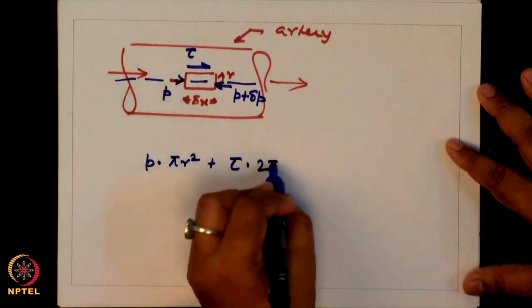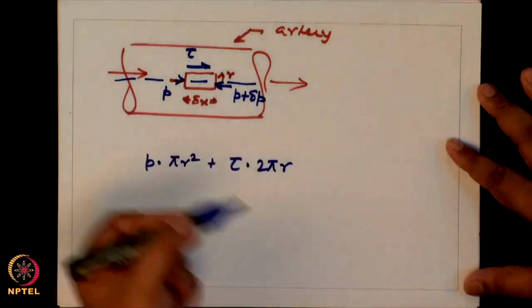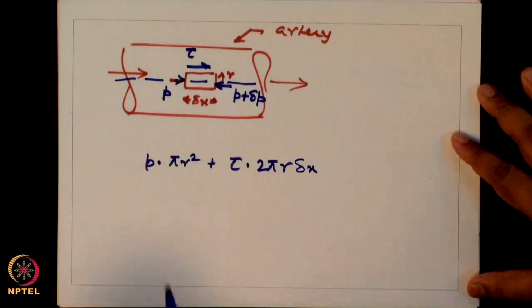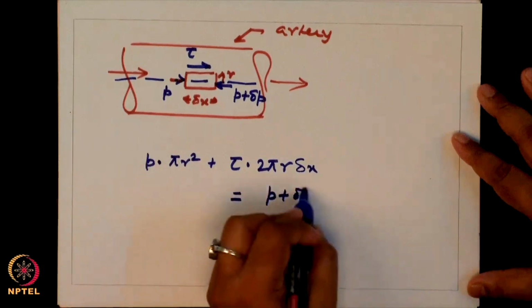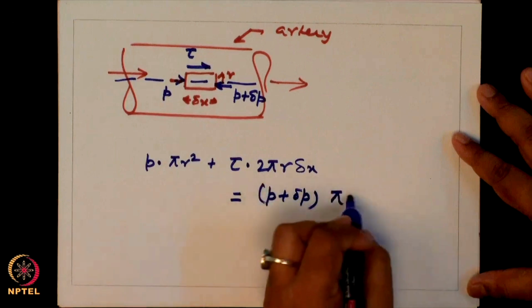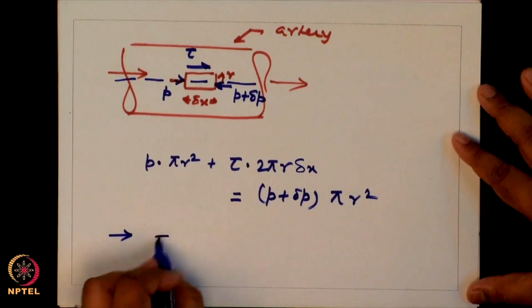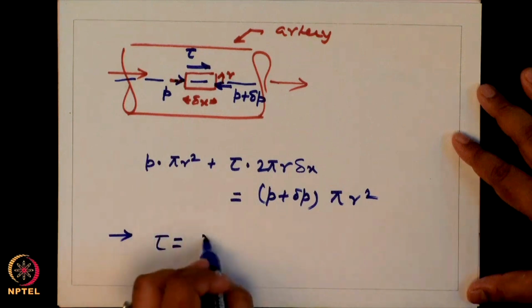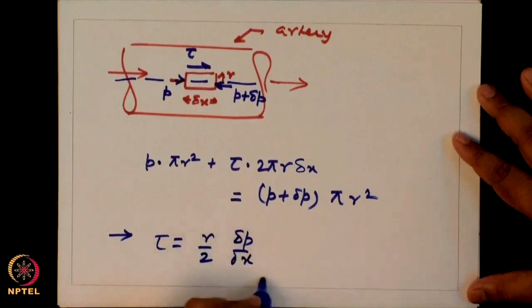Because it is the tangential area, 2 pi r is the circumferential length, into delta x, is the total shear stress, and this must be equal to P plus delta P into pi r square. So, from this equation you can establish a simple relationship like that: tau is r by 2 del p del x.